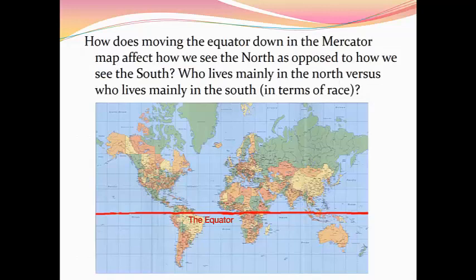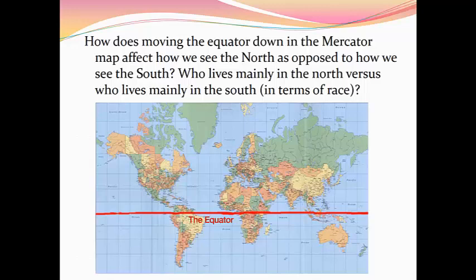Now, how does moving the equator down in the Mercator map affect how we see the north as opposed to how we see the south? Keep in mind the north is mainly North America, Europe, and the south is mainly Africa, Asia, Central and South America. Who lives mainly in the north versus who lives mainly in the south in terms of race? And being able to see those sizes more accurately, would that change the importance that we place on these different locations?